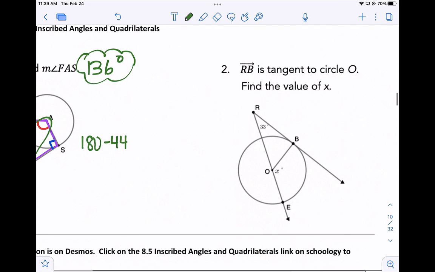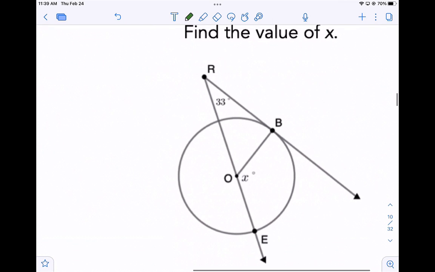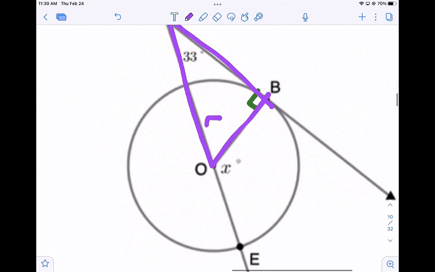Okay, let's take a look at number 2. It says RB is tangent to circle O. So again, with a tangent, we have a 90-degree angle there. It says find the value of x. Well, we have a triangle, and we know there's 180 degrees in a triangle, so 180 minus 90 is 90. 90 minus 33 will give us this angle right here, which is 57.